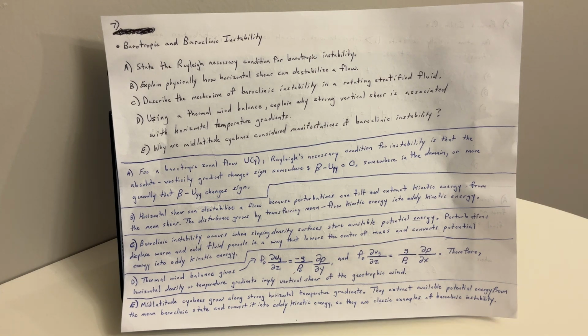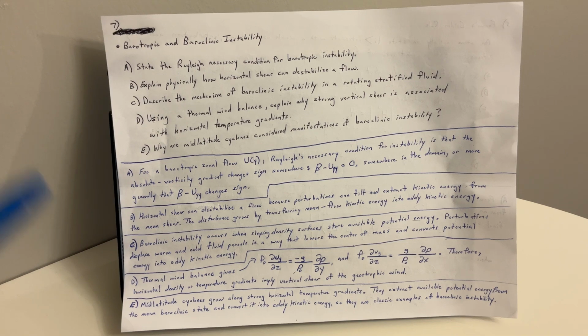So, letter C, describe the mechanism of baroclinic instability in a rotating stratified fluid. Okay, baroclinic instability occurs when sloping density surfaces store available potential energy. Perturbations displace warm and cold fluid parcels in a way that lowers the center of mass and converts potential energy into eddy kinetic energy.